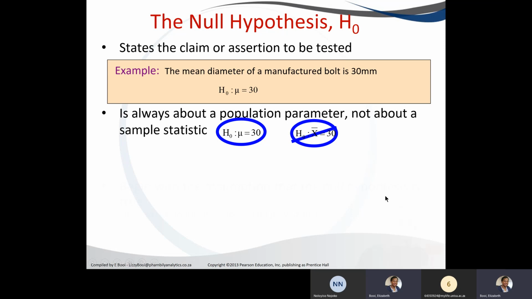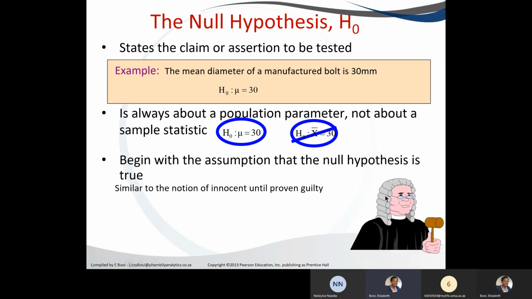Also, when you state the null hypothesis, you can either reject the null hypothesis or not reject the null hypothesis, because we're looking at this as the assumption that you are making. You can prove it wrong or you can prove it right. This is similar to the notion that you are innocent until proven guilty.